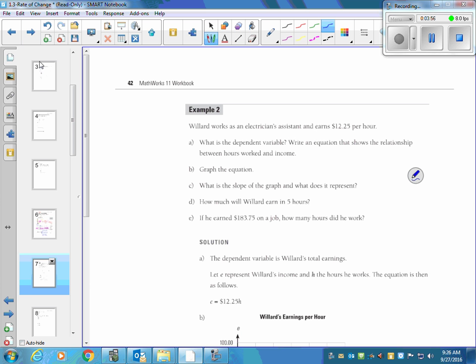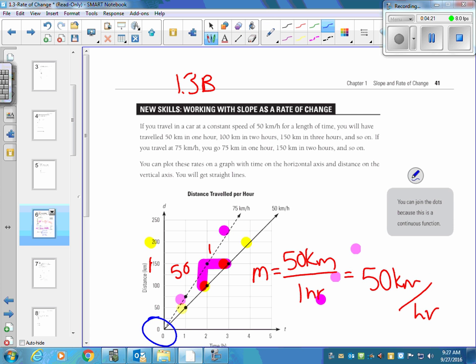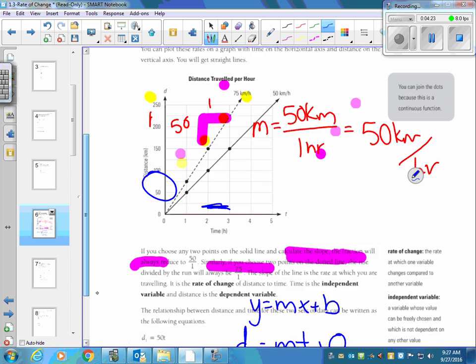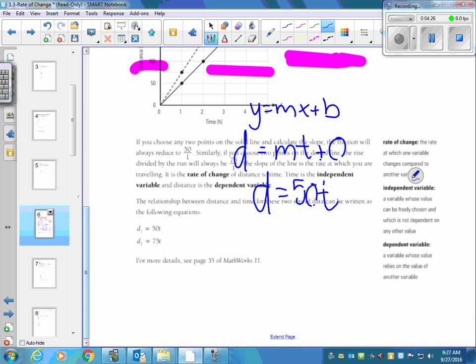So let's look at another example. Willard works as an electrician assistant earning $12.25 per hour. What is the dependent variable? Write an equation that shows the relationship between hours worked and income. So what are we trying to figure out? That's what a dependent variable is. Basically, a dependent variable, let's go back here and read. The dependent variable is a variable whose value relies on the value of another variable, right here.